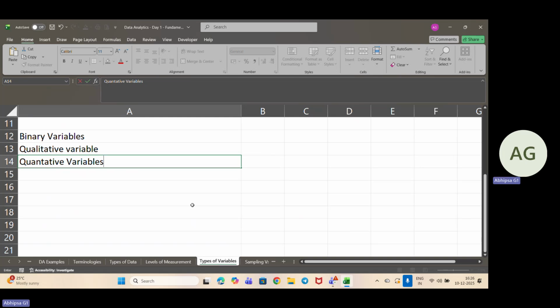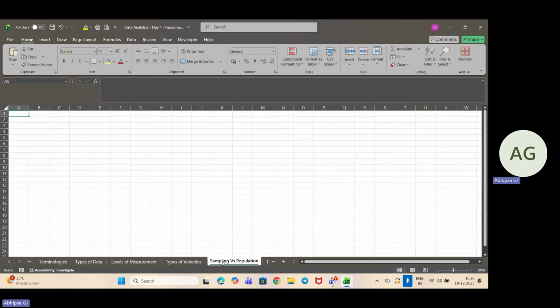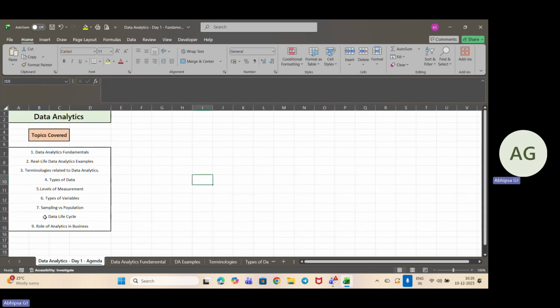Okay, so by this we are done with types of variables also. So we are left with sampling versus population that we need to discuss. So we have sampling versus population, the data life cycle, role of analytics. These three parts are remaining to work on. So this is our module one. Once we are done with module one, eventually we will be moving down to module two, module three. Likewise, all of the modules we will be covering one by one.